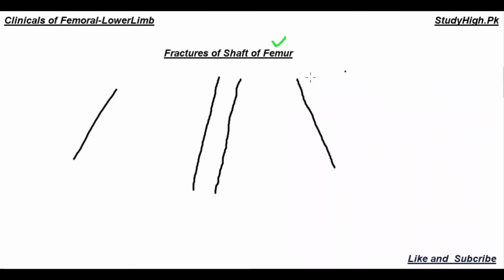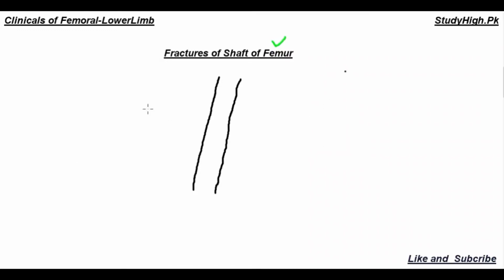Now we are going to discuss the second part of the clinicals of femoral fractures: fractures of the shaft of the femur bone. We have discussed different types of proximal fractures. Now we are going to discuss the shaft of the femur bone. First of all, you must know that our femur bone is directed towards the medial side. If I am drawing the shaft in this direction, it means that I am drawing the femur bone of the left leg. If I am drawing the shaft diagonally like this, it means that it is a femur of the right side of the body.